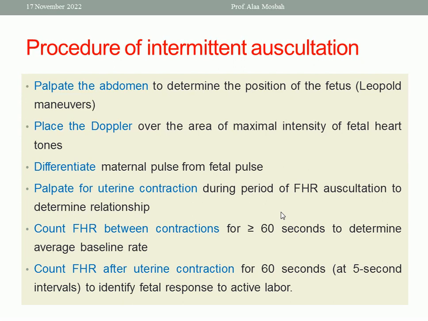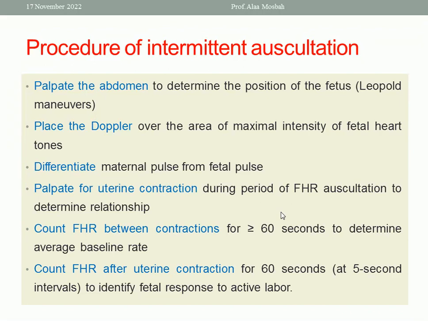What is the procedure of intermittent auscultation? First, you should do the obstetric grips to know the position of the fetus, where the back of the fetus is, and to know the best point at which you can apply the probe of the handheld Doppler on the abdomen. Then differentiate between the maternal pulse and the fetal pulse. Please try to palpate the maternal pulse while you are auscultating the fetal heart sound with the handheld Doppler.